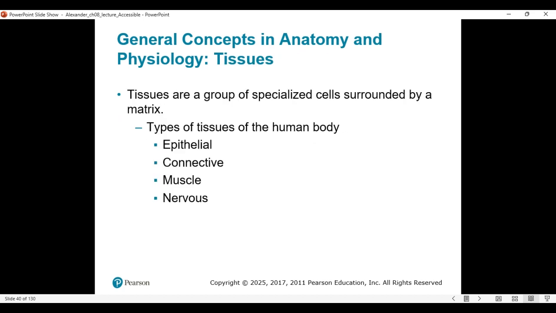All right, let's talk about tissues. Tissues are a group of specialized cells, and they're surrounded by a matrix, like we talked about earlier. There are four types of tissues in the human body: epithelial, connective, muscle, and nervous tissues.